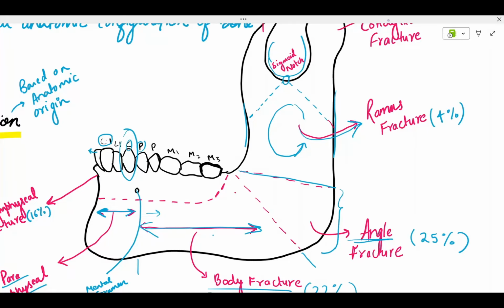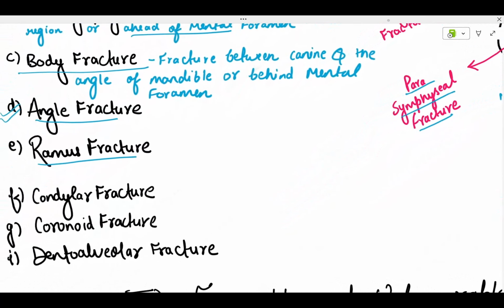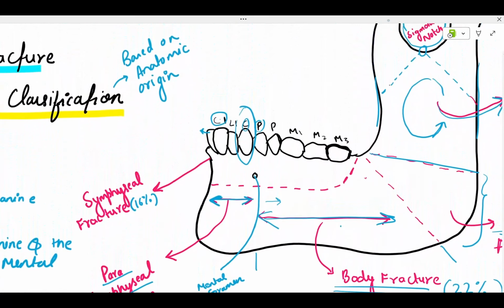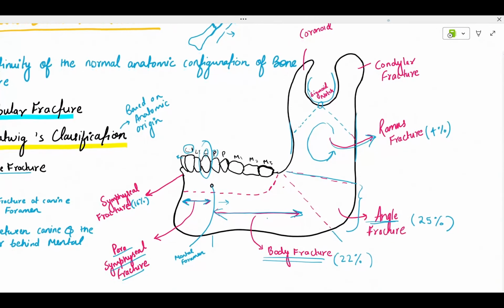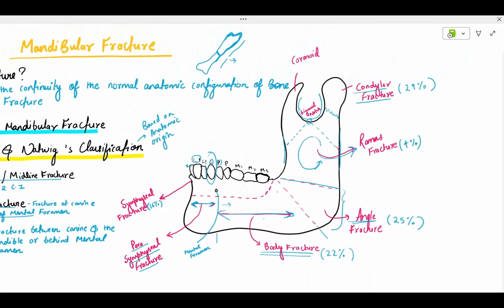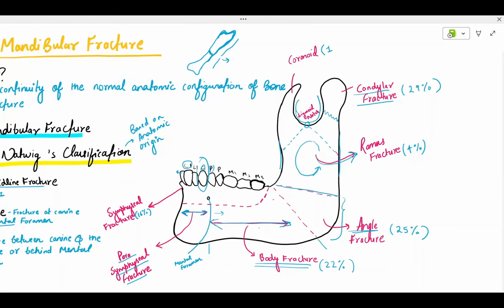Now moving ahead with the sixth category, that is your condylar fracture. As the name suggests, condylar fractures are the fractures which involve the condyle of the mandible, as you can see, this area. Condylar fracture comprises around 29%. This is the maximum area where the fracture occurs. So this is the condyle. Now the seventh category is your coronoid fracture, which comprises only 1%.